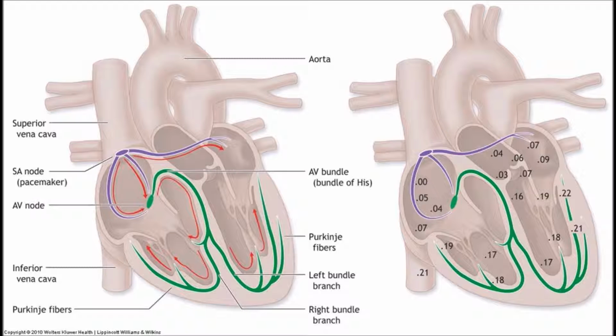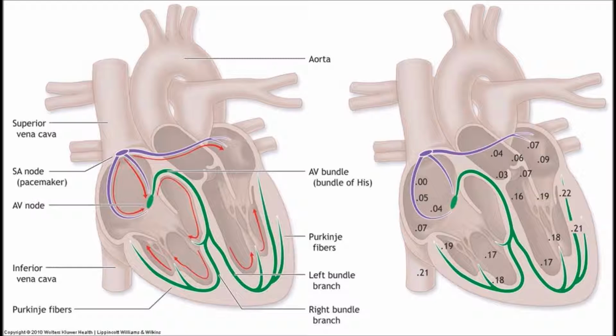The bundles fork out into the right and left branches, and then divide into many specialized cells called Purkinje fibers. These Purkinje fibers penetrate the walls of the ventricles. They allow a rapid spread of the impulse, and this ensures that the cells of the ventricles contract simultaneously.